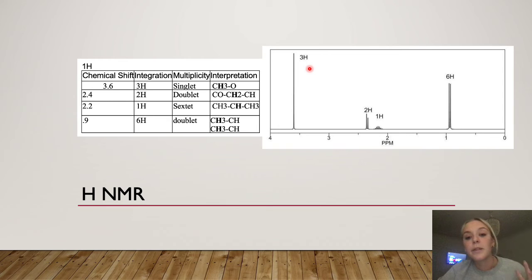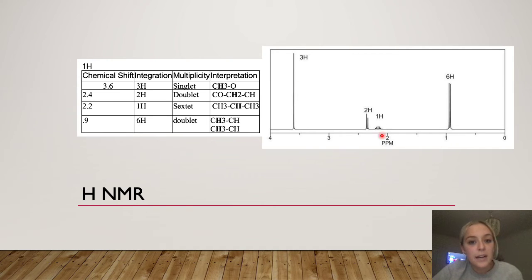So that leads me to believe that on my ester, on the single oxygen bond, coming off of that is a CH3 group. So that means all the other carbons are going to be on the other side of the ketone part of the ester.